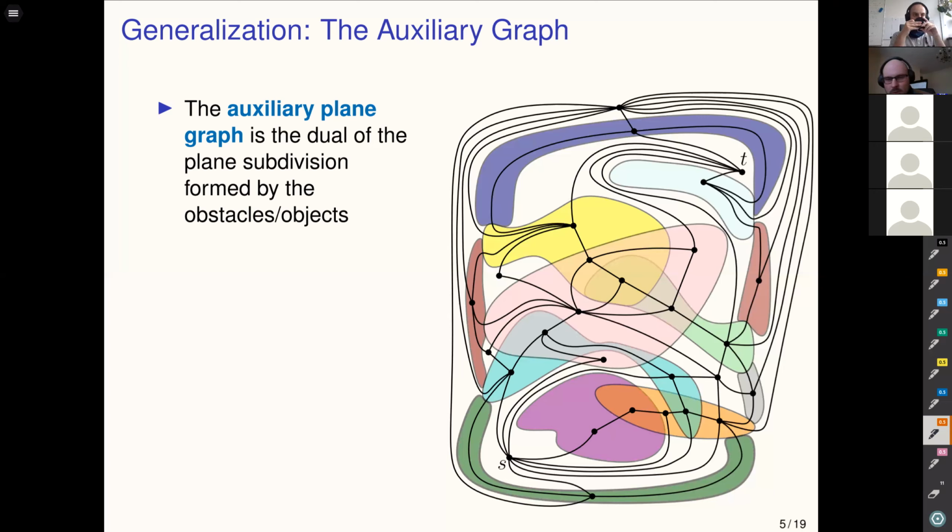So, for example, here we have a region that is the intersection of this green, this pink, and this yellow obstacle. And we place this vertex in here. And we put an edge between two regions if they share some boundary of some obstacle. So here, this region for this vertex and this vertex, they share this boundary here, so there is an edge between them.